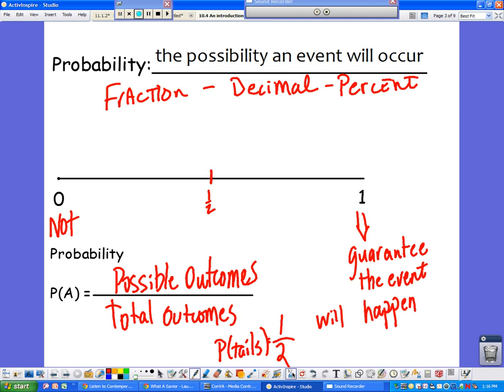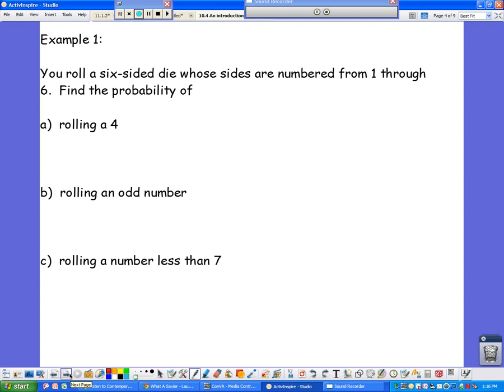Let's take a look at a quick example. First example says you roll a 6-sided die whose sides are numbered 1 through 6. Find the probability of rolling a 4. So we've got this one die, and it's got the numbers on it 1 through 6. What is the probability of rolling a 4? Well, remember, our total outcomes are 1, 2, 3, 4, 5, 6. We have 6 different outcomes that can occur. How many of those are a 4? If you look at it, we only have one of them that's a 4. So our answer in this case would be 1/6.